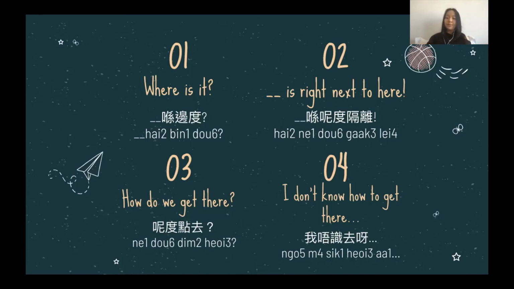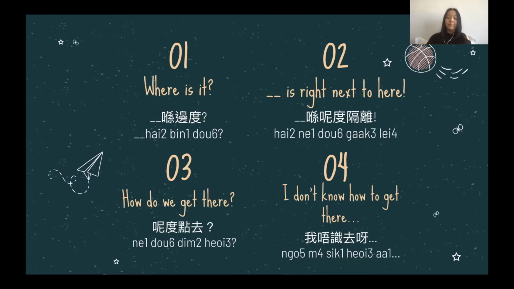So then we can also change up the location of what you're talking about. So if you want to say the school is right next to the hospital, we would say 學校喺醫院嘅左手邊或者右手邊. So we can say either the school is on the left-hand side of the hospital or the right-hand side. So you can just modify this type of structure to describe where things are.